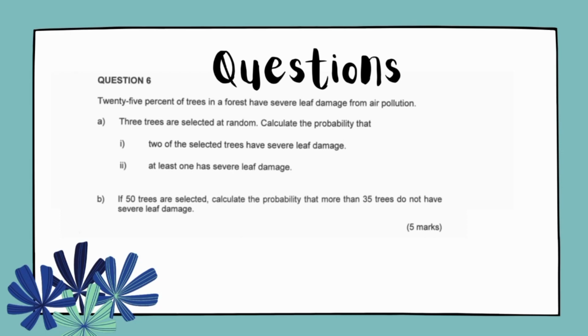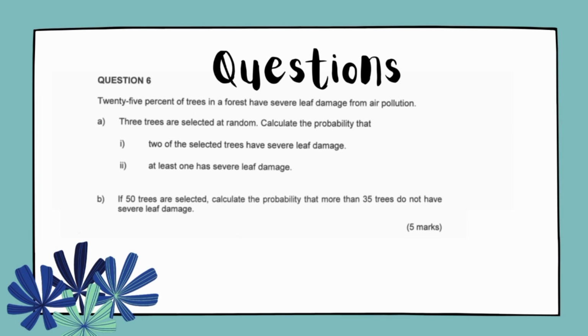I choose question 6. 25% of trees in a forest have severe leaf damage from air pollution. 3 trees are selected at random. Calculate the probability that exactly 2 of the selected trees have severe leaf damage. Part 2: at least one has severe leaf damage.